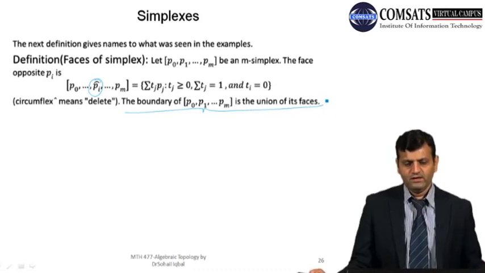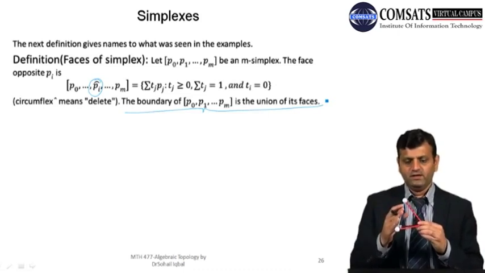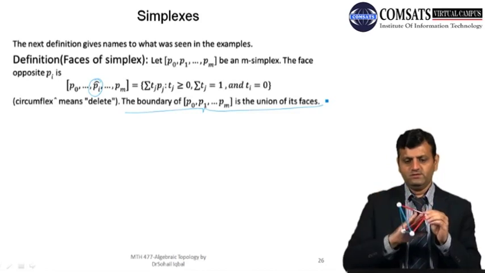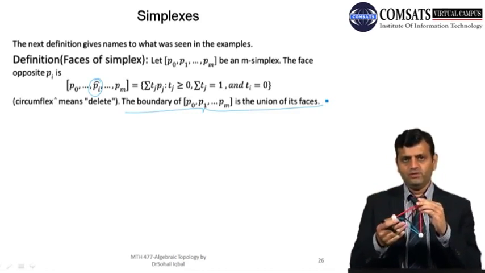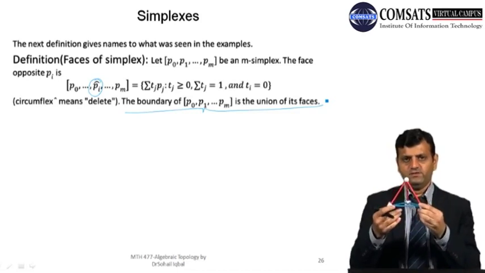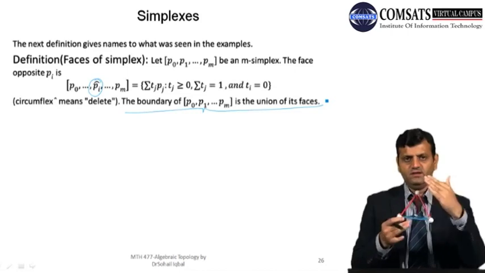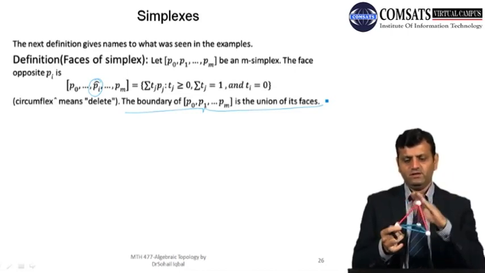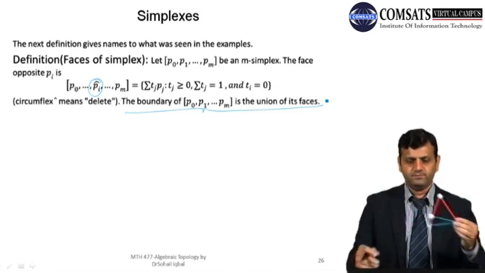So once again, let's have a look at the example of this solid tetrahedron. The face opposite to this vertex is this simplex, and the face opposite to this vertex is this simplex. The boundary of this simplex is the union of its faces. So the boundary of this tetrahedron is the union of this triangle, this triangle, this triangle, and this triangle. If you take the union of these four solid triangles, then it will be the boundary of the tetrahedron.